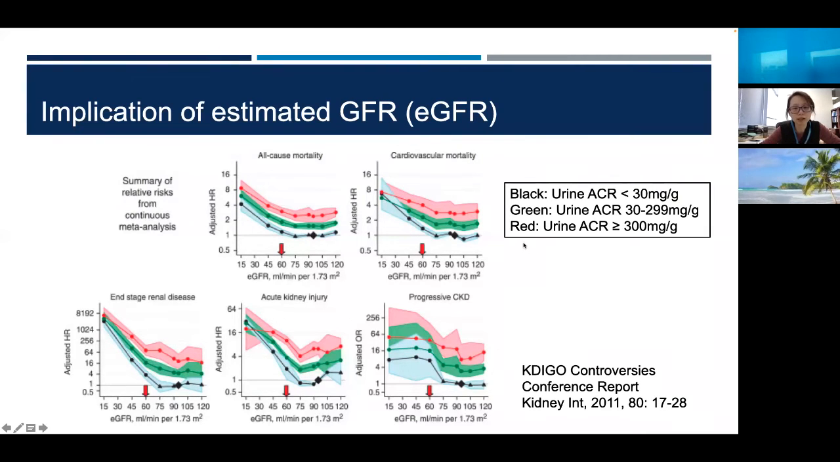And then the other thing that it also shows is that the degree of albuminuria also has an association. So the black line is when there's no albuminuria, green is when it's 30 to 299, and red is greater than or equal to 300 milligram per gram. And you can see that the more the albuminuria, the higher the risk for all these categories. But the bottom line is that because estimated GFR does have implications in terms of mortality and progression of disease, it is important that we should find a way to really accurately assess it.